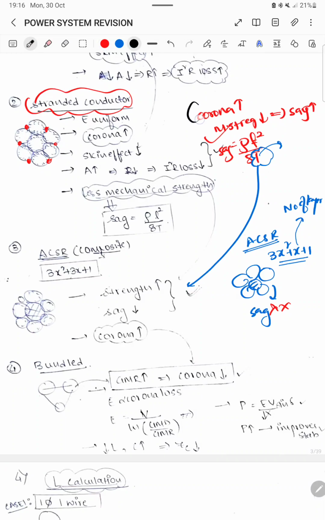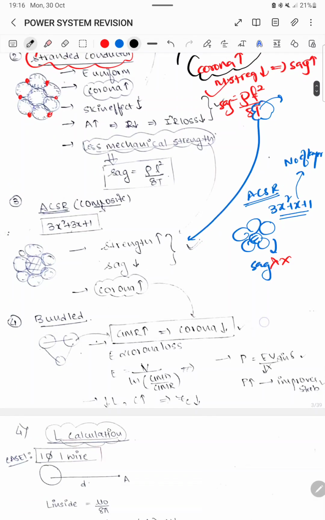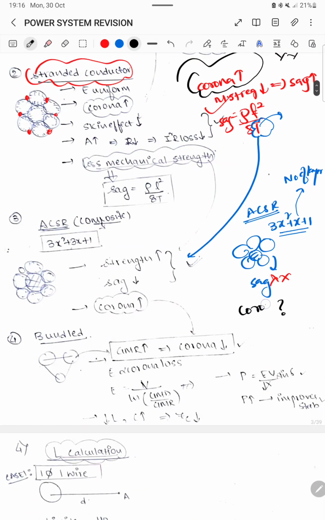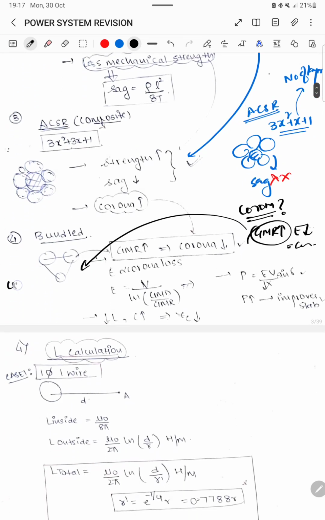But what about corona? Corona is still not solved. So for corona, we thought of increasing GMR. As GMR increases, E reduces, and in turn corona reduces. GMR could be increased by using bundle conductor. And when GMR is increased, L decreases and C increases. So ZC technically reduces. Since ZC reduces, Pmax increases, causing improvement in stability. Okay, stability improves.